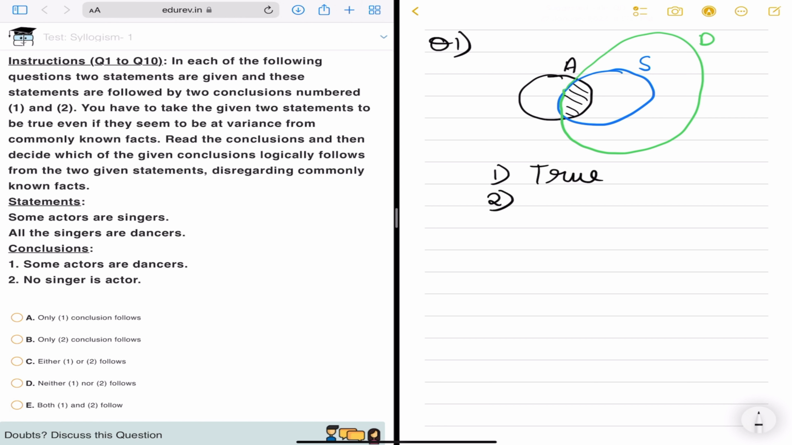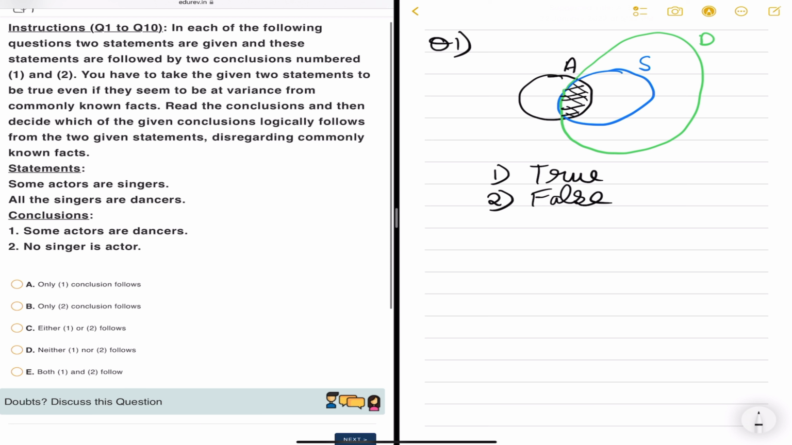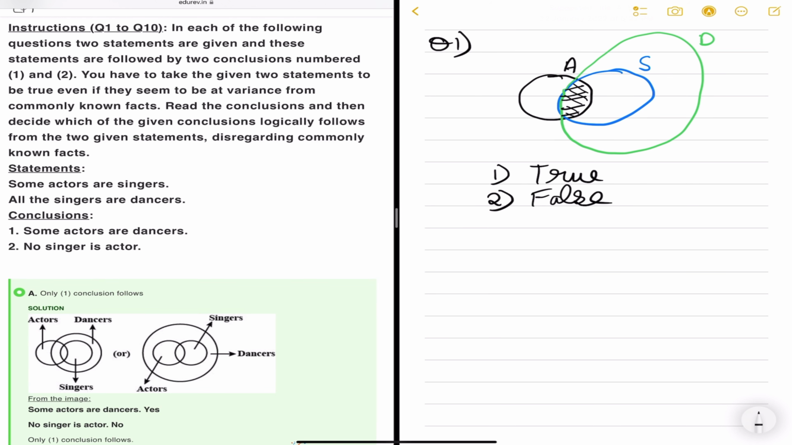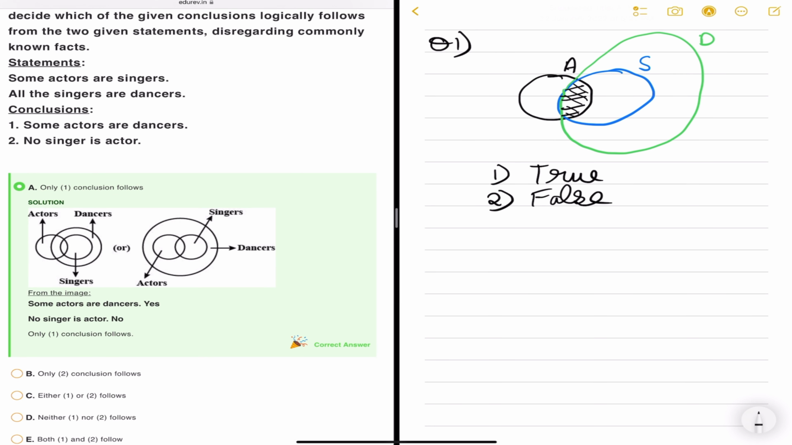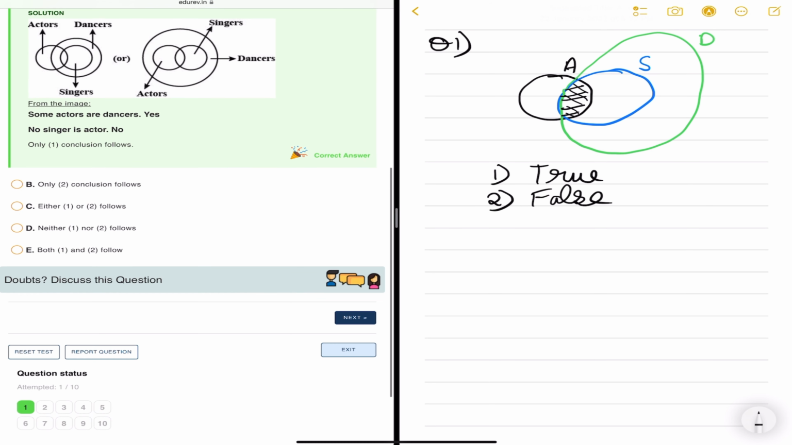Let's look at the second conclusion. No singer is an actor. You can clearly see from this particular area that some of the singers are actually actors. Therefore, conclusion 2 is false. Therefore, the correct answer here will be option A, only conclusion 1 follows. As you can see, the answer from here, that is our correct answer. Great. Now let's move on to the next question.